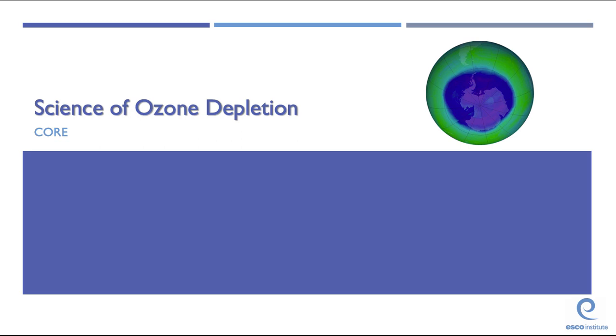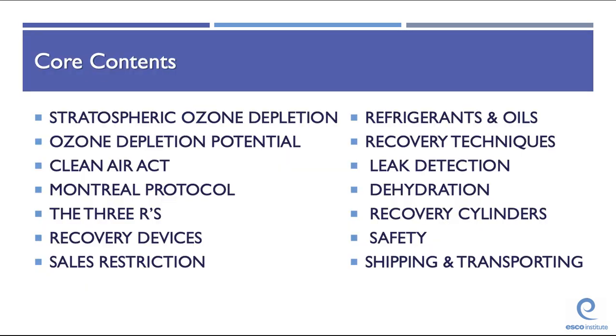So the whole purpose of the Clean Air Act is to prevent environmental damage, specifically to the ozone layer. There are 14 topics in the core contents with regard to ozone: stratospheric ozone depletion potential, Clean Air Act, Montreal Protocol, the 3 R's, the recovery devices, sales restrictions, refrigerants and oils, recovery techniques, leak detection, dehydration, recovery cylinders, safety, shipping and transporting.